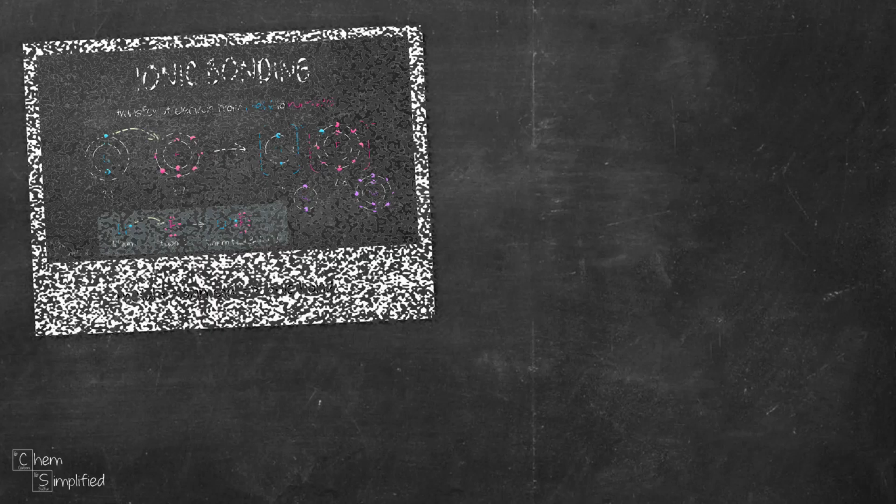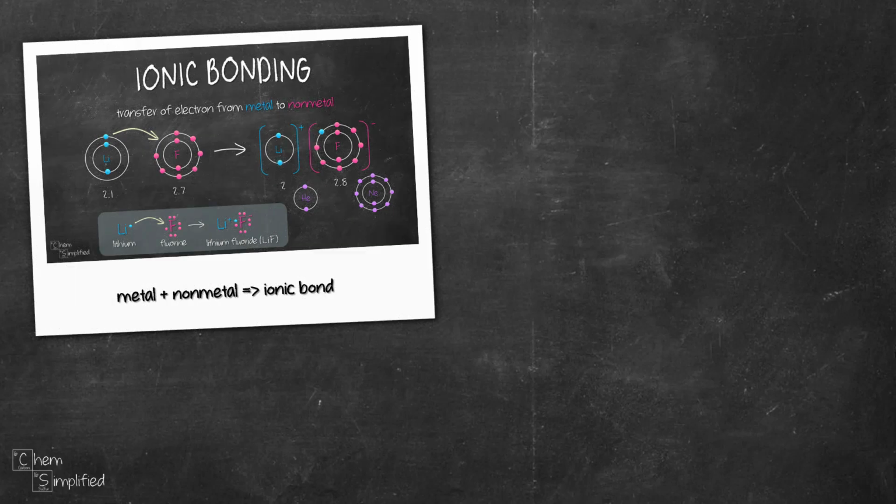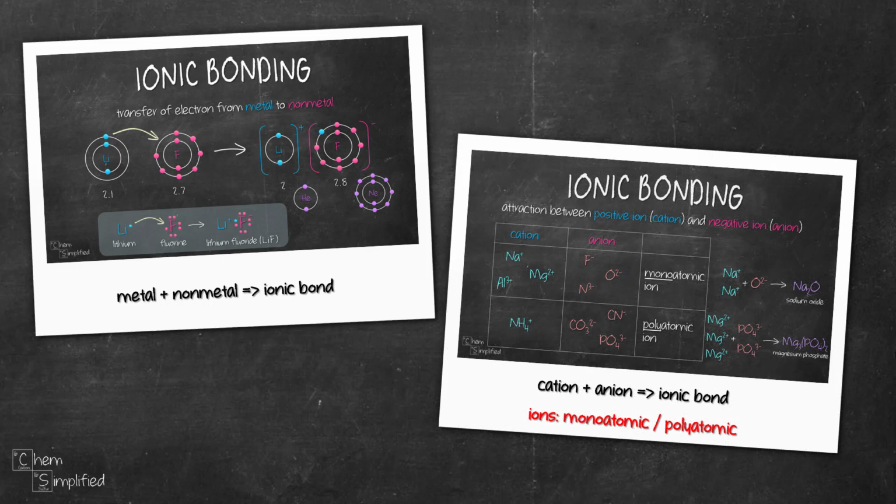In this video, we're going to discuss ionic bonding based on two definitions. One is between metal and non-metal. Another is between cation and anion of monoatomic and polyatomic ions.